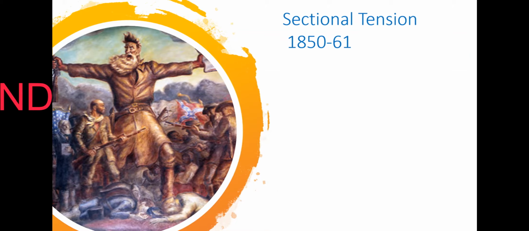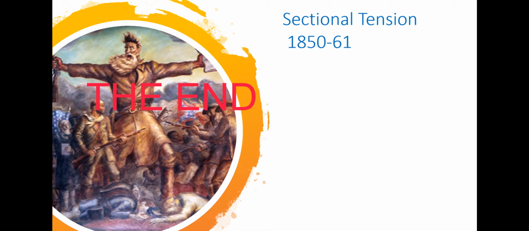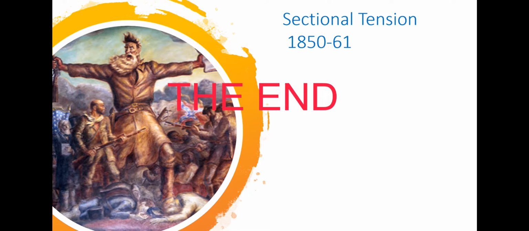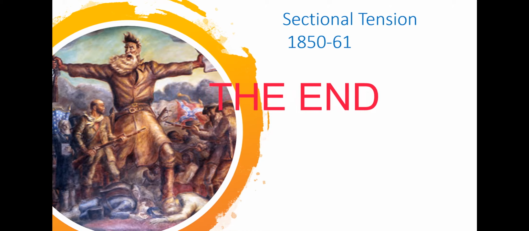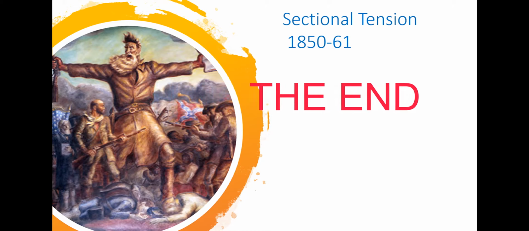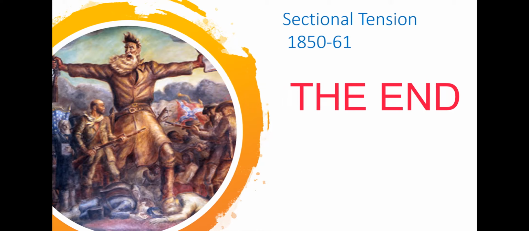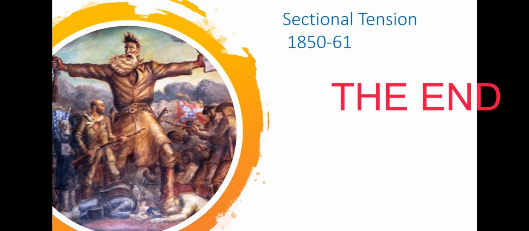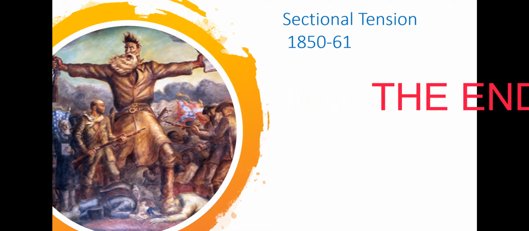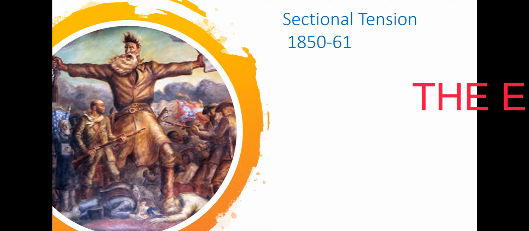Alright, this represents the end of the sectional tension 1850 to 61 element of this revision lesson. As I said at the start, it is not expected that you are going to sit down for hours on end in one go and do all of the things that have been suggested in this video. There are some ideas about how you can take your revision forward for sectional tension 1850 to 61. We will now be moving on to look at the Civil War aspect of this course.